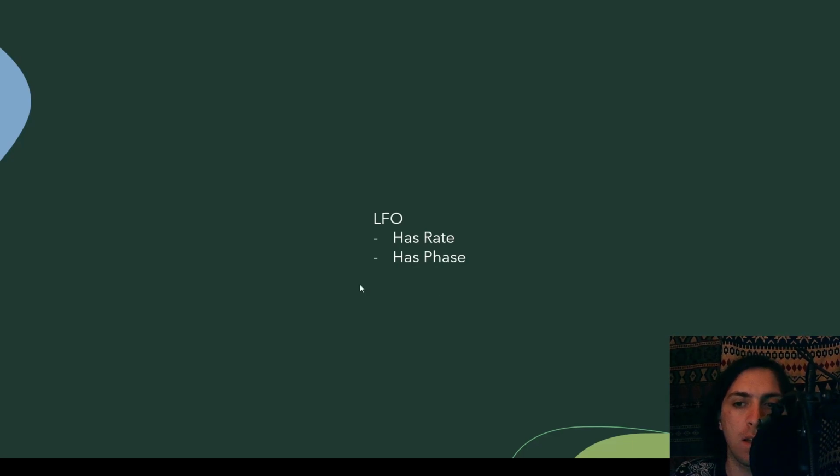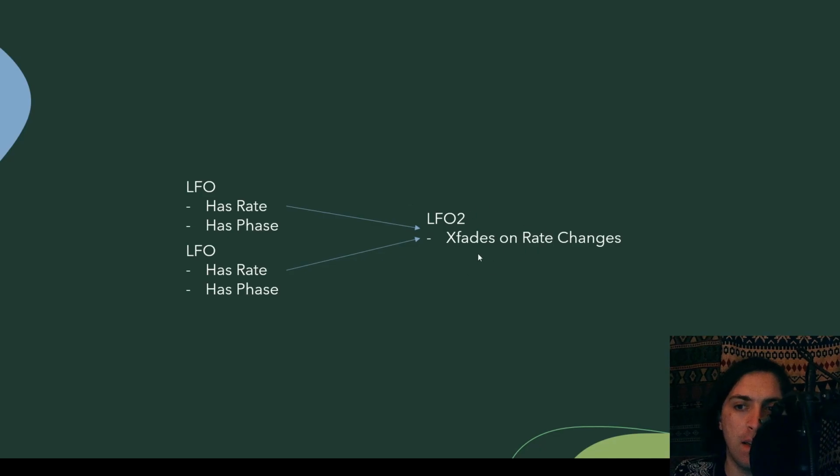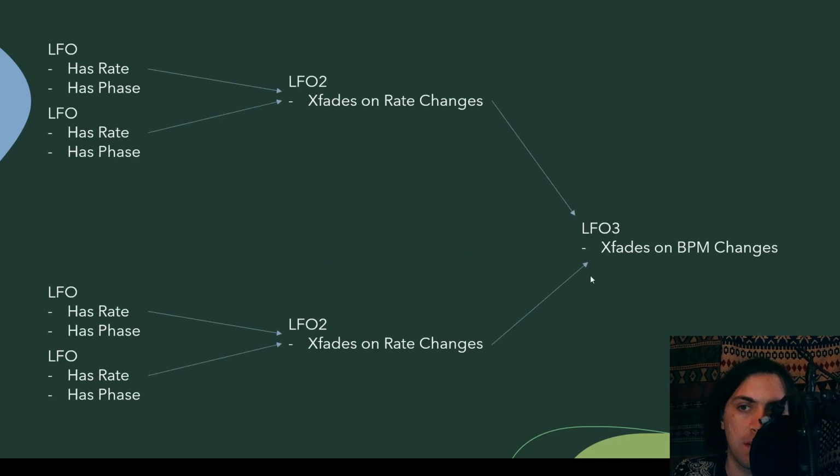I was thinking something like, okay, I have an LFO and it has a rate and a phase, but it can't do any crossfading on its own, so I let it be owned by a more high level LFO, which is called LFO 2 here, and it has 2 of these LFOs, and every time there is a rate change, it triggers a crossfade between these LFOs. But there are also other things that can initiate a crossfade, for example BPM changes.